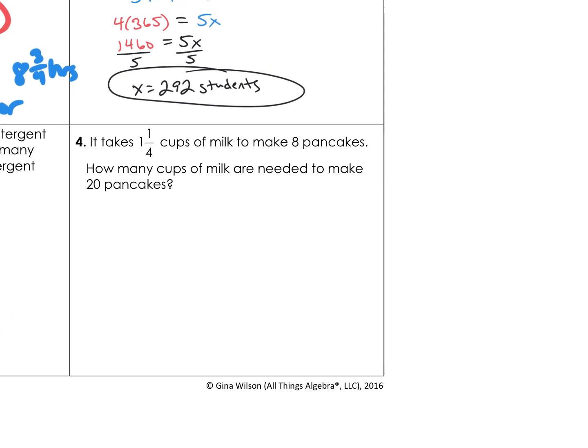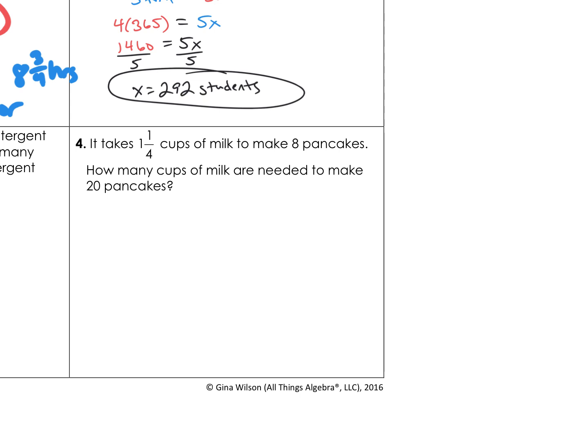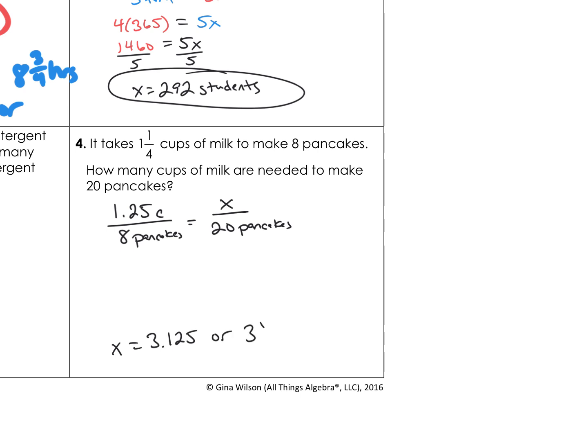And if you did number 4, I would personally convert the 1 1/4 to a decimal. So we would have 1.25 cups to make 8 pancakes. So we want to know how many cups of milk are needed to make 20 pancakes. And then if you would solve this, x would equal either 3.125 or 3 1/8 cups of milk.